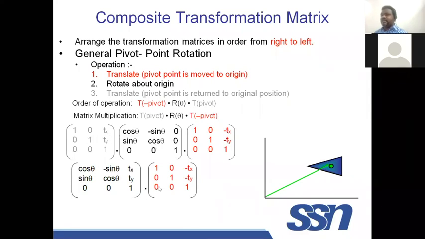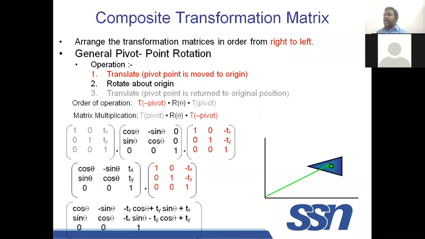This will be the answer, and this will remain the same. Now this matrix and this matrix, you multiply from left to right, you will be getting this one. Understand? I hope matrix operation you are all familiar with. Okay, so this is how we have to obtain the composite transformation matrix.